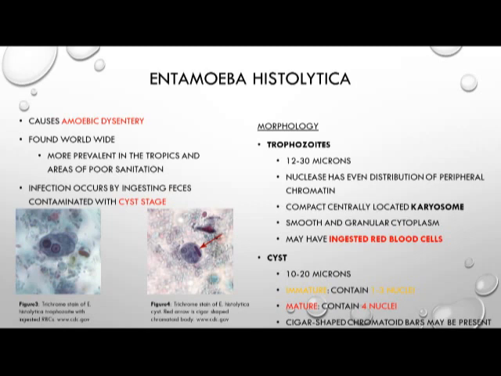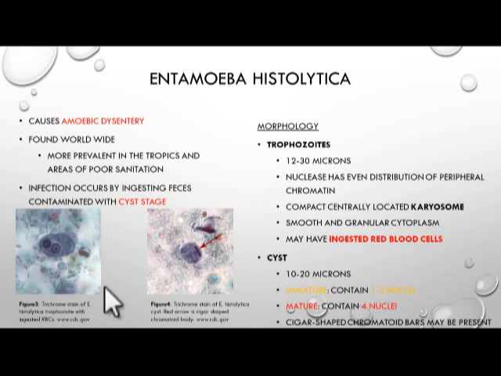The trophozoite of Entamoeba histolytica measures 12 to 30 microns. It has a nucleus with an even distribution of peripheral chromatin, a compact and centrally located karyosome, smooth granular cytoplasm, and it may include ingested red blood cells in the cytoplasm.